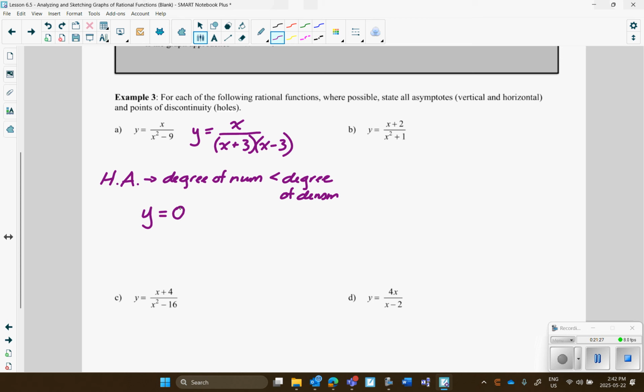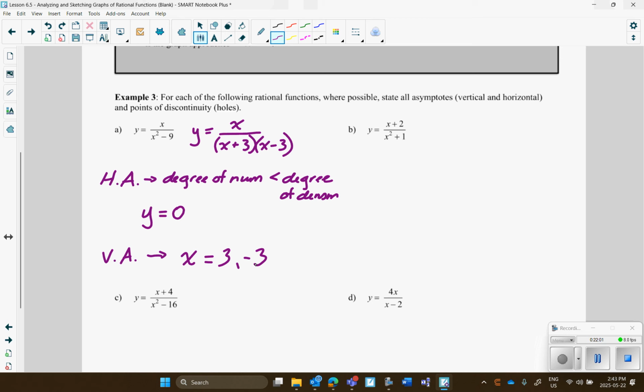Vertical asymptote. Whatever values of x make the denominator 0. 3 and negative 3. But what letter do I have to put in front of those? Not just 3 and negative 3. x equals 3 and negative 3. And we didn't cancel anything, so there were no holes. So we don't have to worry about the holes.